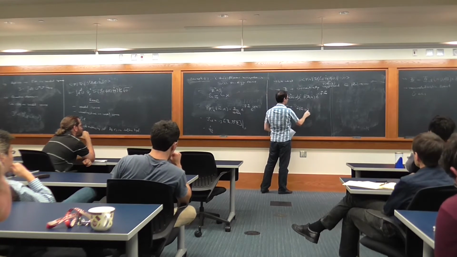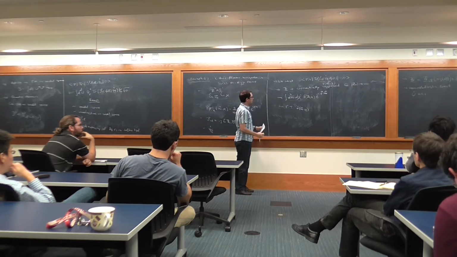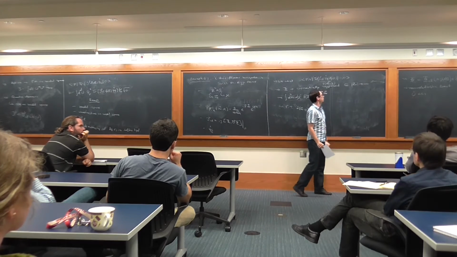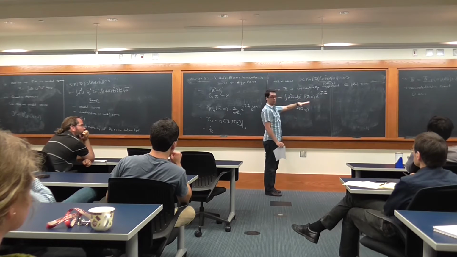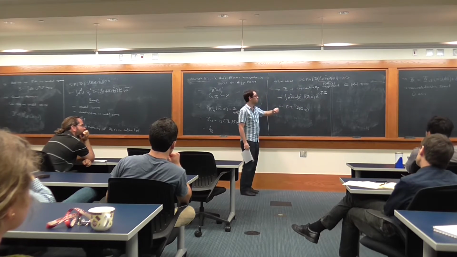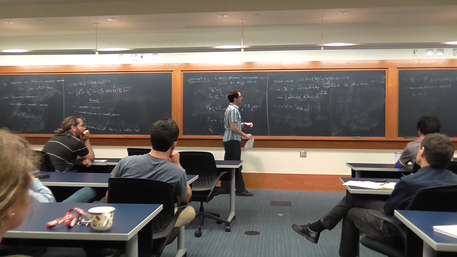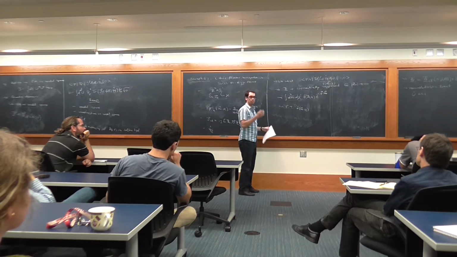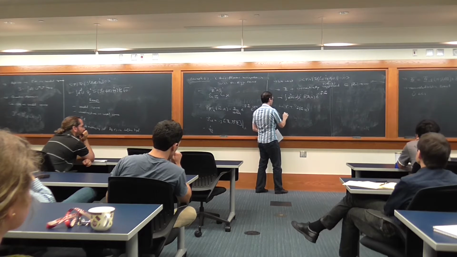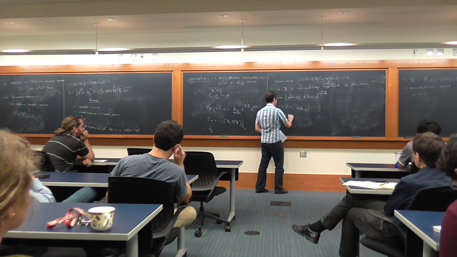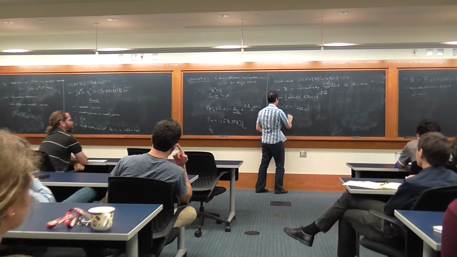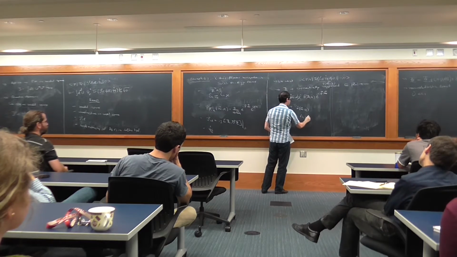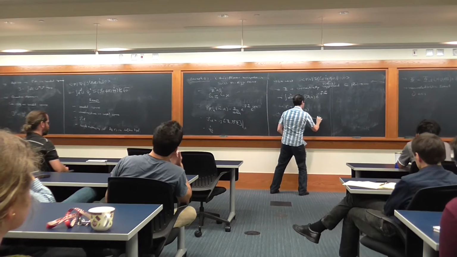I told you that this function here is exponentially suppressed at large x0. It's also a function which is smooth all over the R3. And functions with these properties have a particular name. These are called Schwartz functions. They're smooth functions with an exponential fall-off.